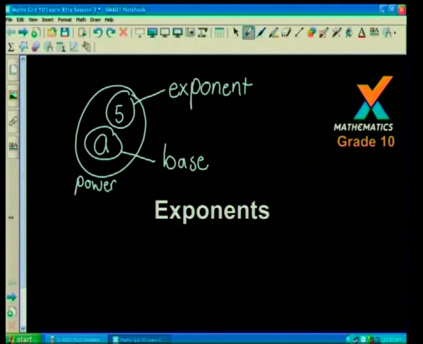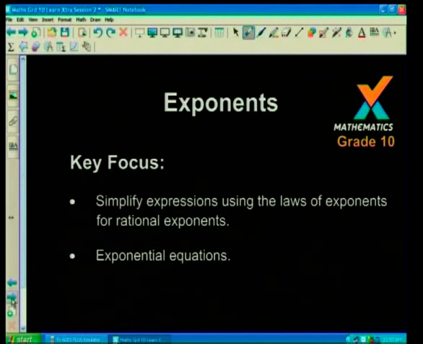Let's go to the first page. There are two focuses on this lesson. We're going to focus on how to use exponents and then how to do exponential equations. If you know the laws of exponents that we cover in the first section, then you'll be fine with the equations. You've just got to master those skills first. Let's go on to the first examples.